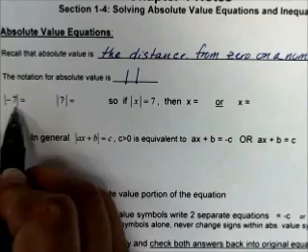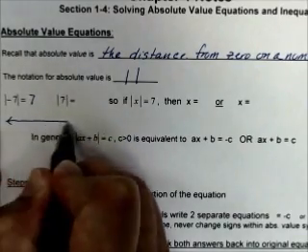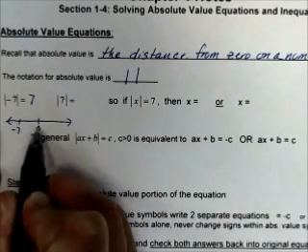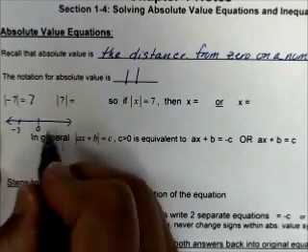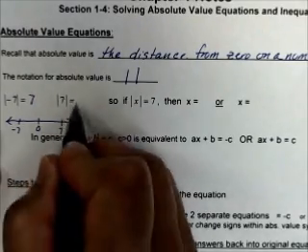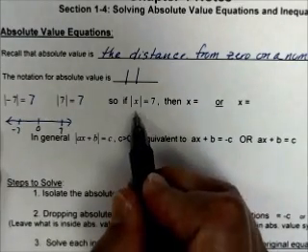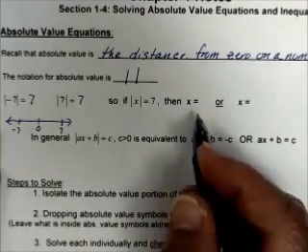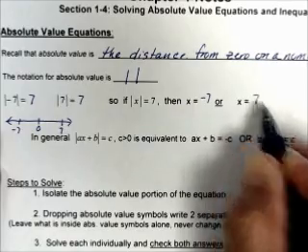The absolute value of -7 is 7, because if we were to look at the integer -7 on a number line, it is 7 units from 0. The absolute value of 7 is also 7. So if the absolute value of x is equal to 7, then x is equal to -7, or it could be equal to +7.